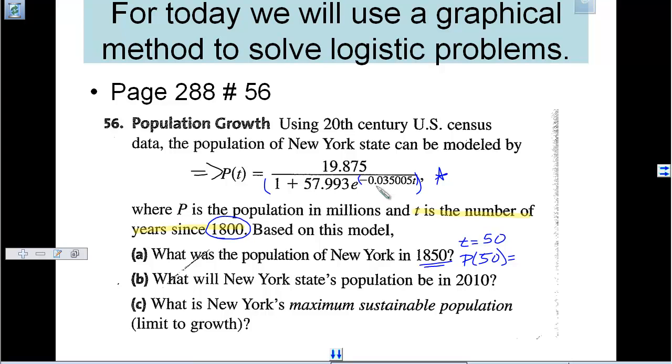So e to the negative 0.035005 times 50. If you plug that into your calculator, you should get a value of about 1.7946. Now this is obviously in millions of people, so that would be our label. So if you haven't already done that, plug this into your calculator and make sure you're getting the same value. I'll show you real quickly here what the calculator screenshot would look like for me plugging this in, to make sure that you've plugged everything in correctly.